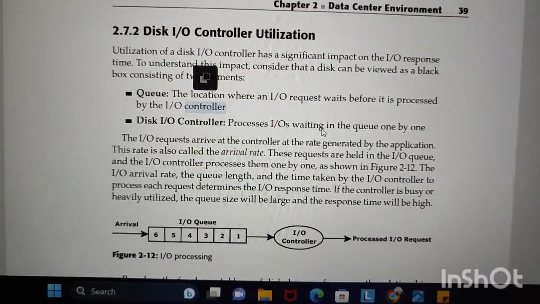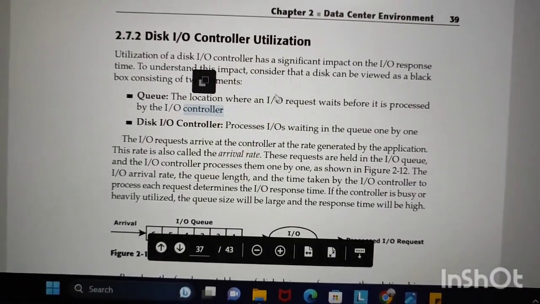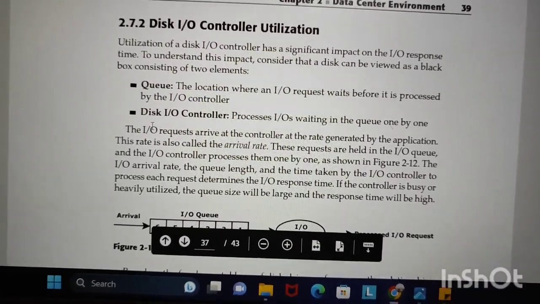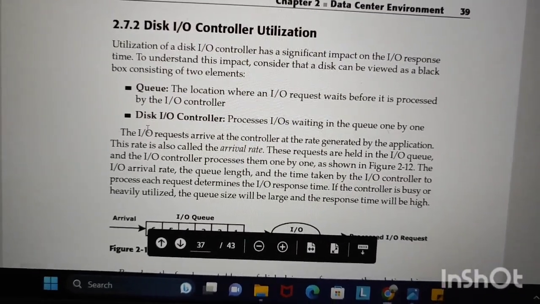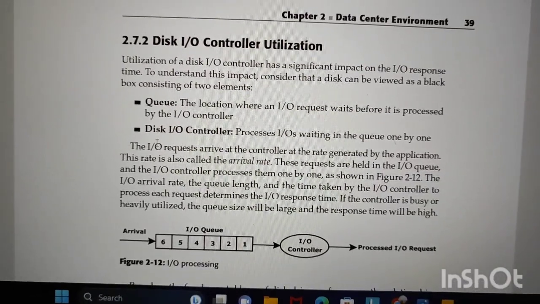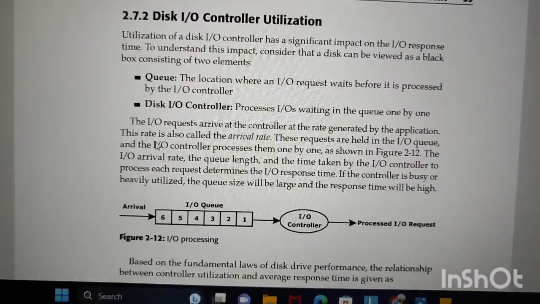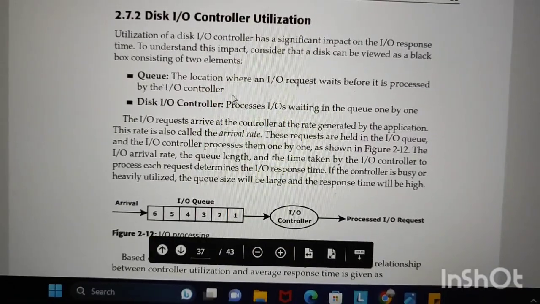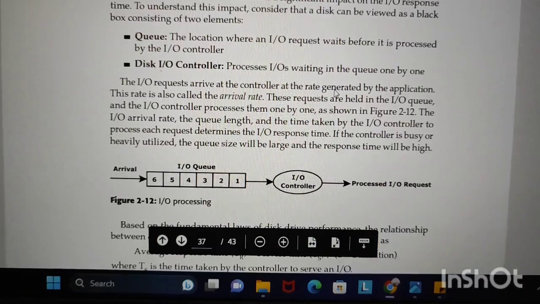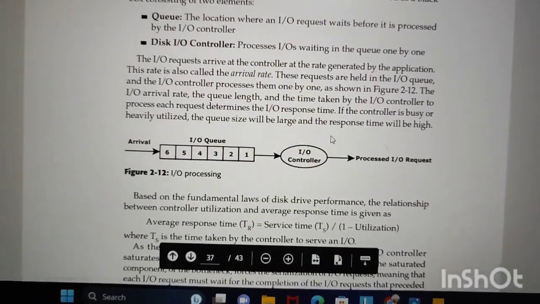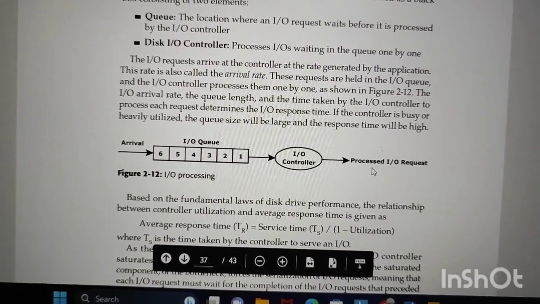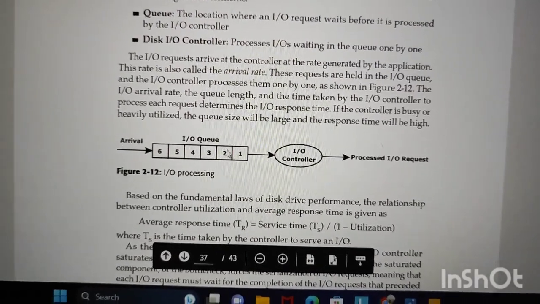The last one is the disk input output controller. Here you have two things, that is the queue and the disk IO controller. The location where an input output request waits before it is being processed is called the queue. And then the disk input output controller processes the requests waiting in the queue one by one. So what happens is the input output requests arrive, you have an input output controller, and they are processed, so you send them one by one.